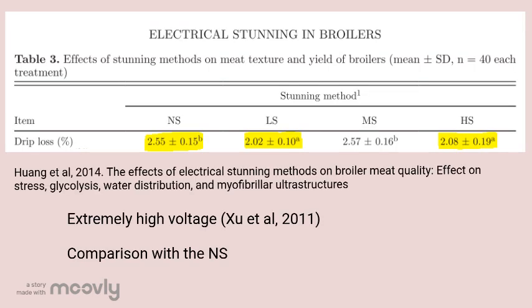The results shown in this table are those of the drip loss. These results show that the low stunning and high stunning had less drip loss than the other treatments. However, the voltage cannot be extremely high because it can cause harm to the animal or even death. In conclusion, as discussed earlier, stress is related to the quality of the meat.